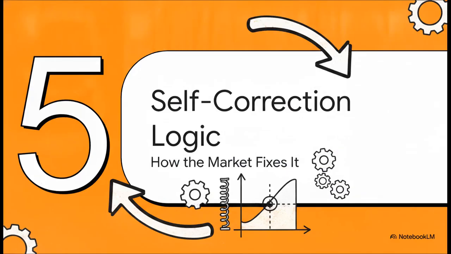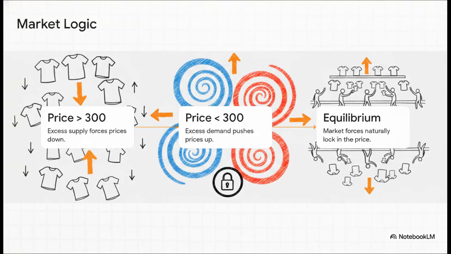Section 5. The self-correction logic, how the market fixes itself. And this brilliantly illustrates what is just truly remarkable about all this. It isn't just about the final number, it's the underlying mechanics. Here is the undeniable chain reaction. Step 1. Prices above 300 cause excess supply, which forces prices down. Step 2. Prices below 300 cause excess demand, which pushes prices back up. And Step 3. These interacting forces converge, naturally locking in that exact 300 rupee equilibrium.